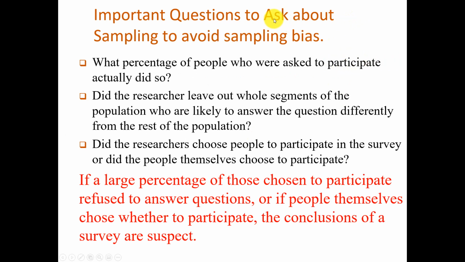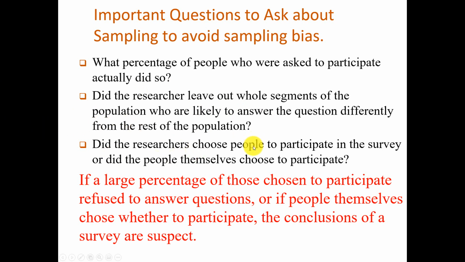So, important questions to ask about sampling to avoid sampling bias. What percentage of people who were asked to participate actually did so? Did the researcher leave out whole segments of the population who are likely to answer the question differently from the rest of the population? So back to that, is Donald Trump the best president ever? You're not going to get a response from me because I really don't care. So it isn't asking the entire population.